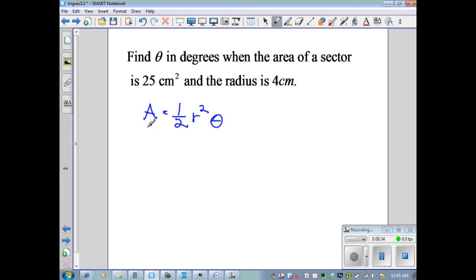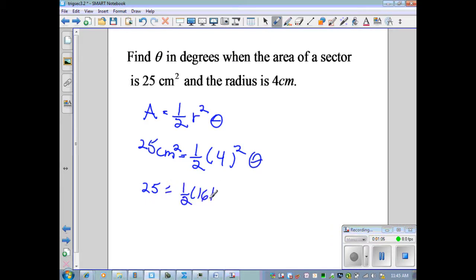So here we're given that the area of the sector is 25 centimeters squared, which equals 1/2, and our radius is 4. What we need to find is theta. Let's simplify our function and solve for theta. 25 equals 1/2 times 4 squared, which is 16, times theta. Then we simplify again: 25 equals 16 divided by 2, which is 8 theta. And then when we divide, theta is going to equal 25 over 8.